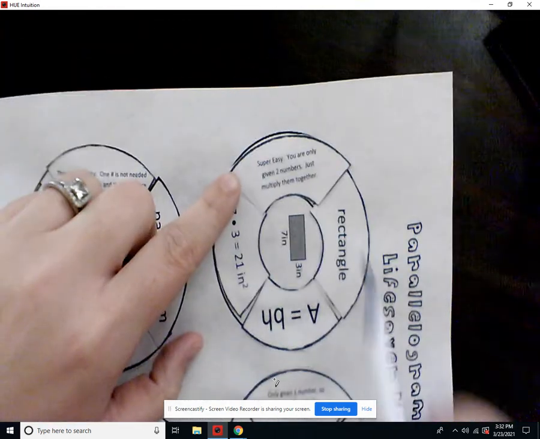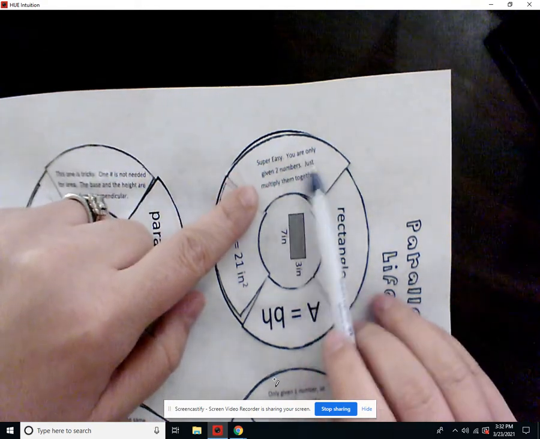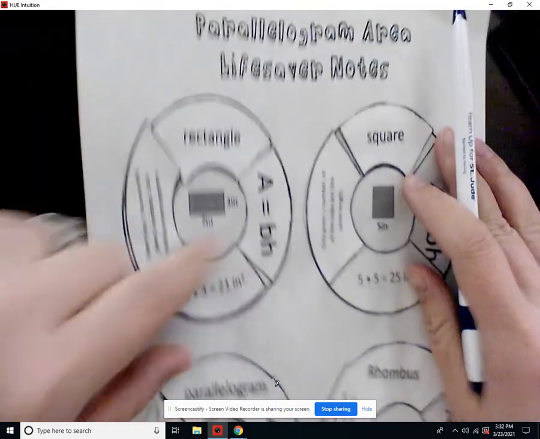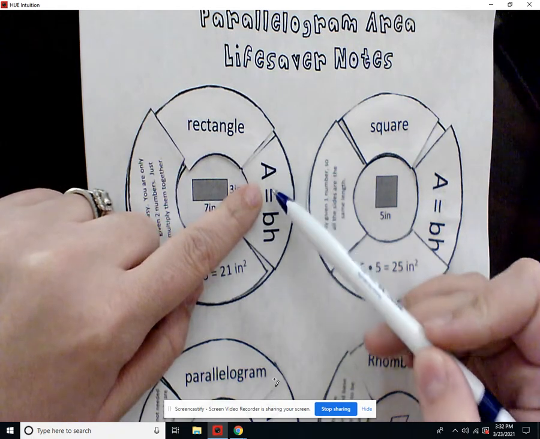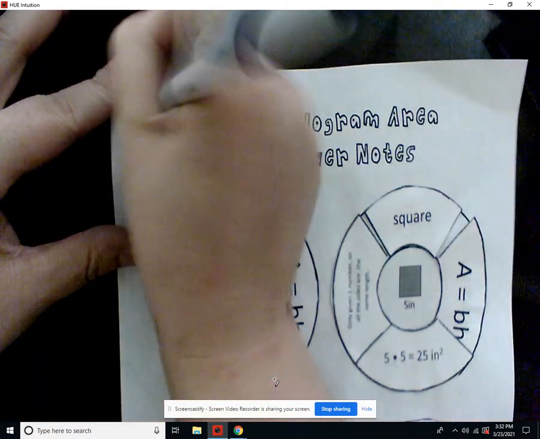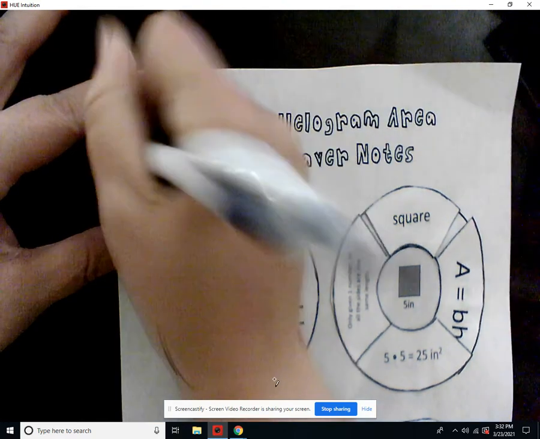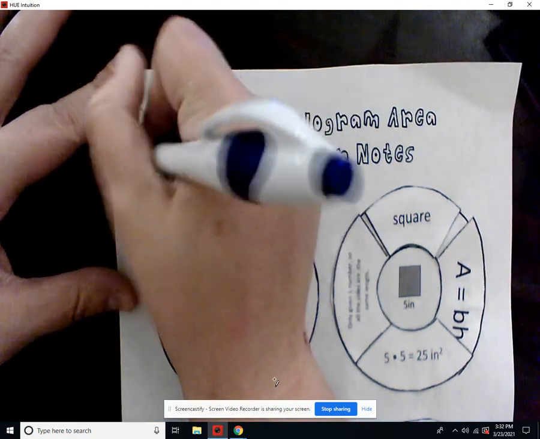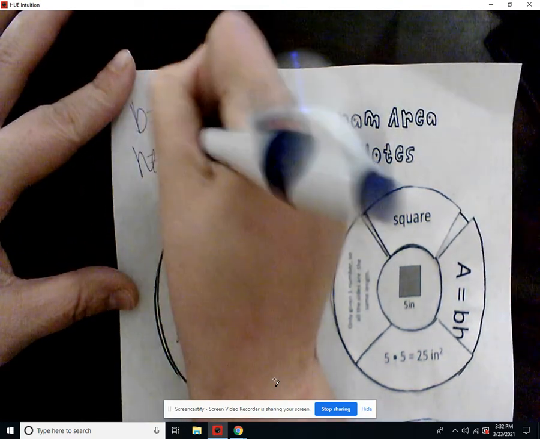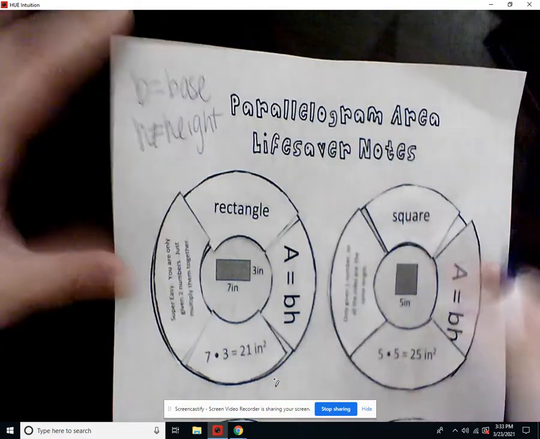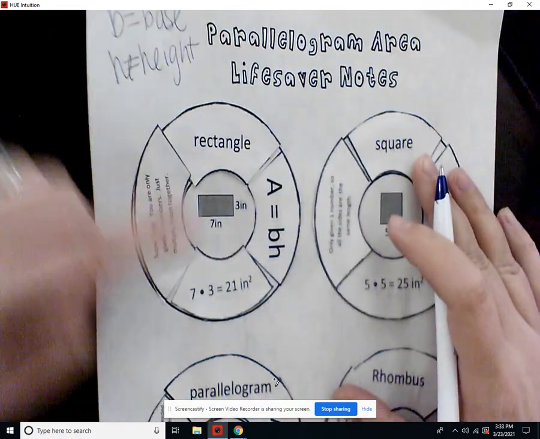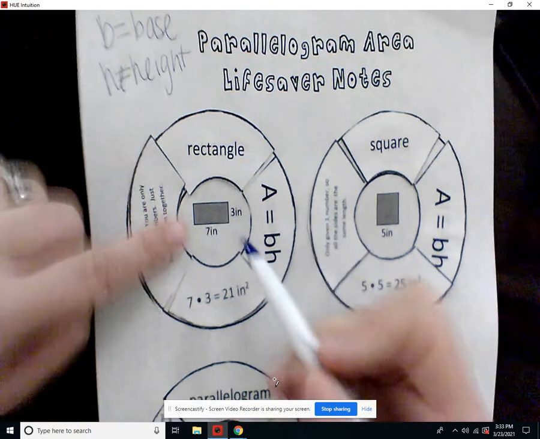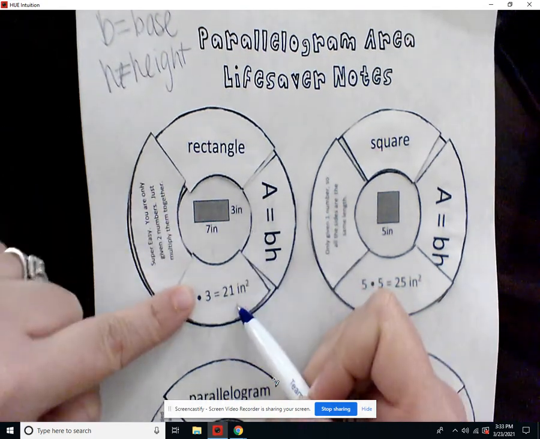So for a rectangle, you're given two numbers and you just multiply them together. So all of our formulas are going to be A equals BH. B stands for base, and H will be height, so how tall it stands. And then we're going to multiply those together. So for this, we have 7 times 3, which is 21.